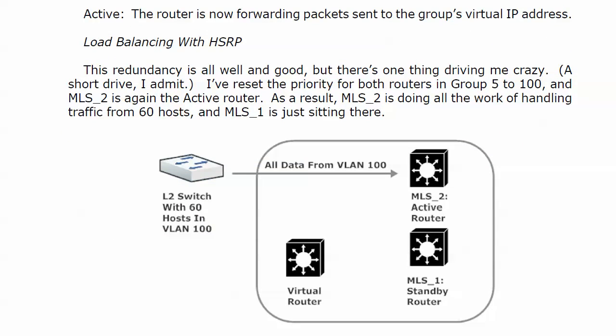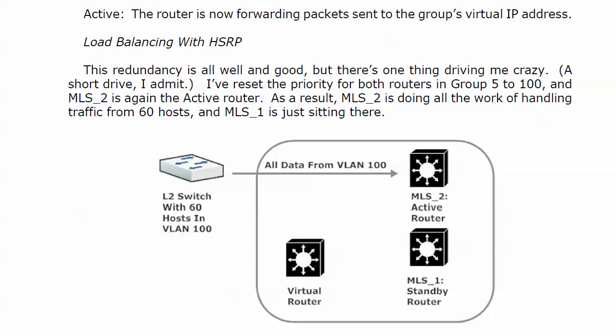Speaking of forwarding packets sent to the group's virtual IP address, let's talk about load balancing here for a bit and see it in action as well. Now, I have reset things from the previous lab as far as the priorities go, so right now everything is back at the default, and switch 2 is the active router for our group. Switch 1, of course, is just standing there, standing by and watching MLS2 do all the work. Now, assuming that we had 60 hosts in VLAN 100, that means that right now switch 2 is handling the traffic for 60 hosts, and our other multi-layer switch 1 is just standing by watching.